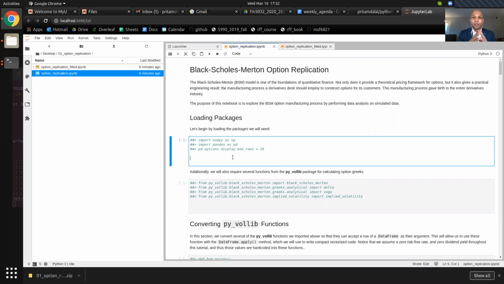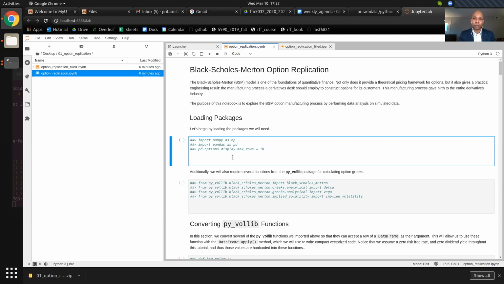As you are probably very familiar with by now, the Black-Scholes-Merton model is one of the foundations of quantitative finance. Not only does it provide a theoretical pricing framework for options, but it also gives a practical engineering result. Really what it gives is a manufacturing process for derivatives desks to employ to construct options that their customers want to trade. And it's this manufacturing process that gave birth to the entire derivatives industry. And Zora is an expert at this stuff, working at Cargill Risk Management, so she knows all about this at a day-to-day level.